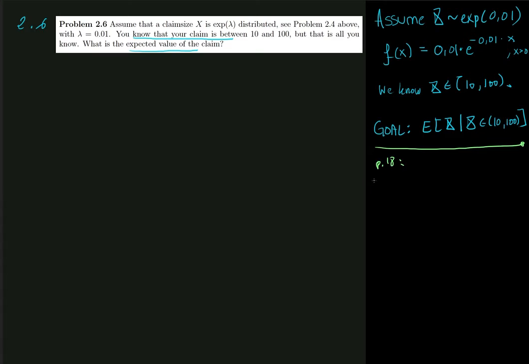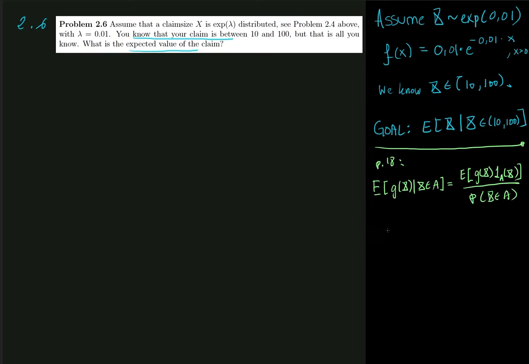So from page 18 in the book, we have that the mean of g of x, given that x belongs to A, is given by the mean of g of x restricted to A, so multiplied by the indicator function of x on A, and then divided by the probability of whatever we condition on, like that.